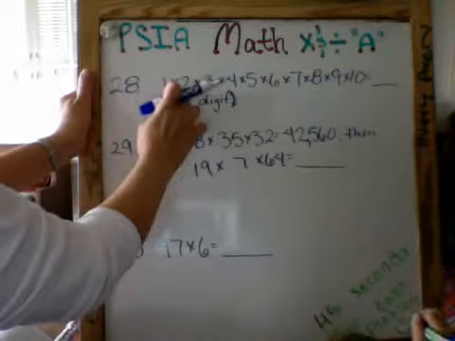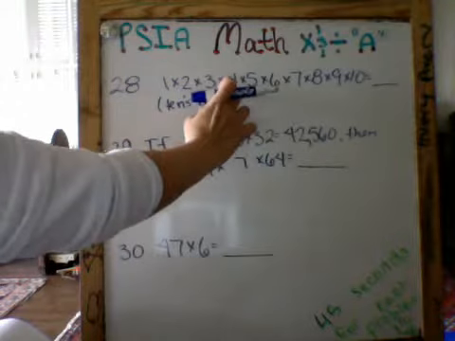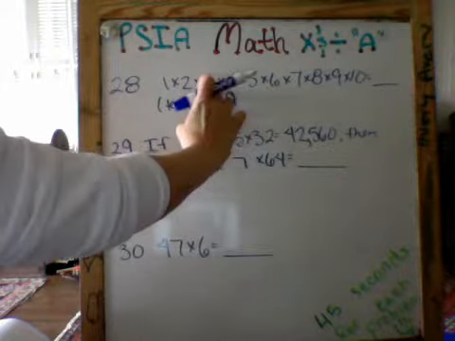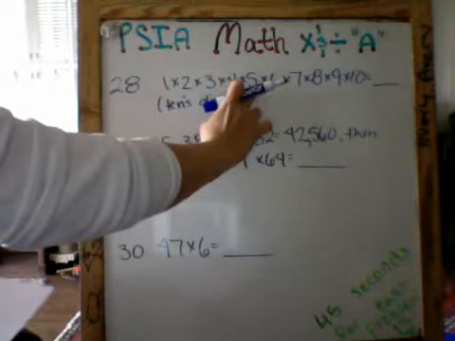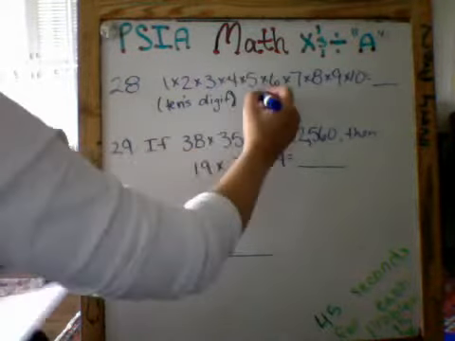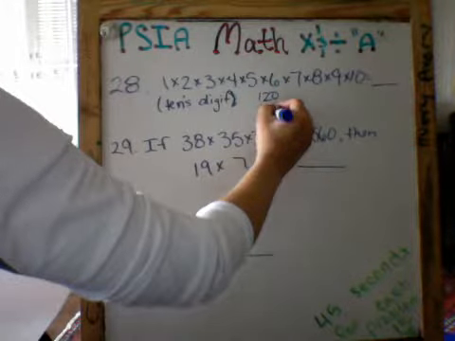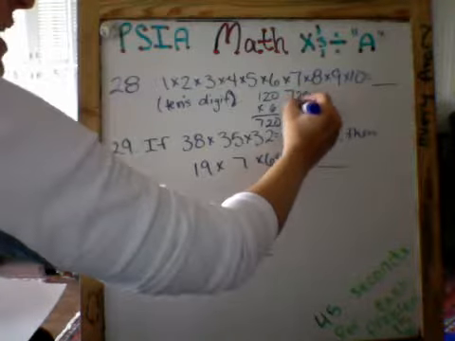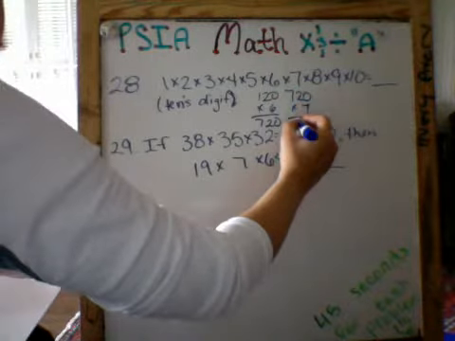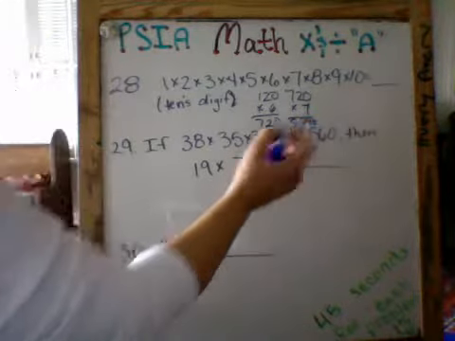1 times 2 is 2, times 3 is 6, times 4, I'm sorry, 6 times 4 is 24. 24 times 5 is 120. Okay, now I have 120 times 6, and that's 720. Now I have 720 times 7, and that's 5040. I want to point something out to you.